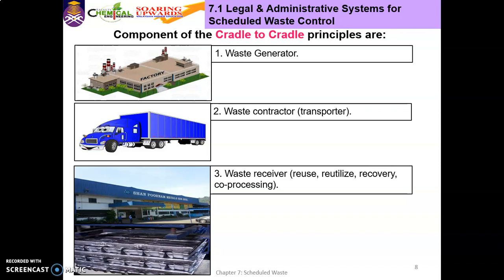Next, look at the component of cradle to cradle principle. So from the waste generator akan pergi kepada waste contractor or the waste transporter, and then we'll go to the waste receiver. Okay, so this is where the schedule waste that is received by the waste receiver will be reused, reutilized, recovery, or co-processing, okay, to become another raw material. So dia takkan terus buang.